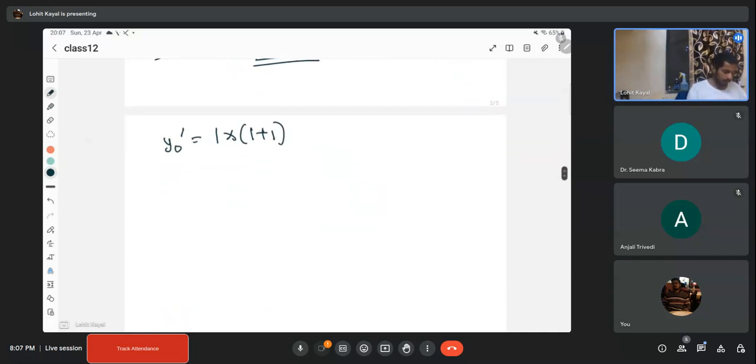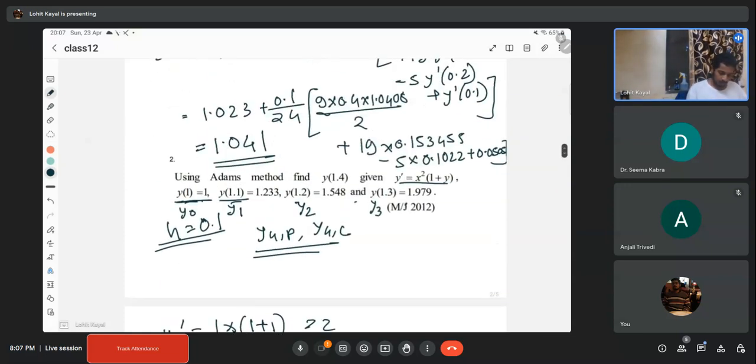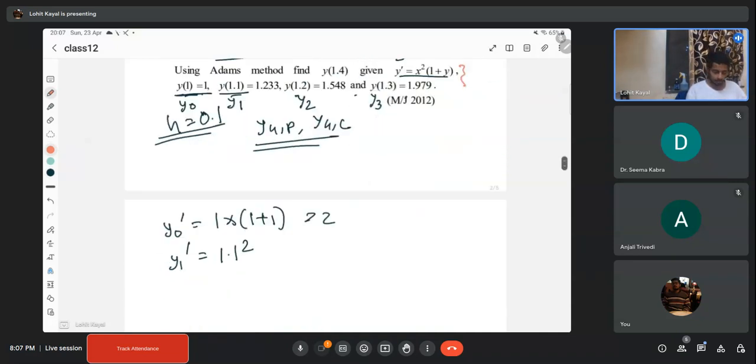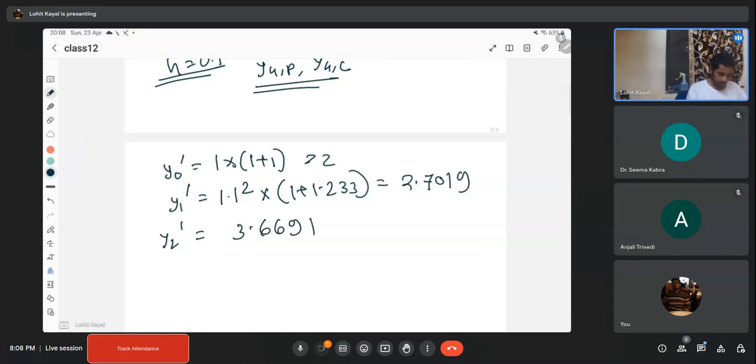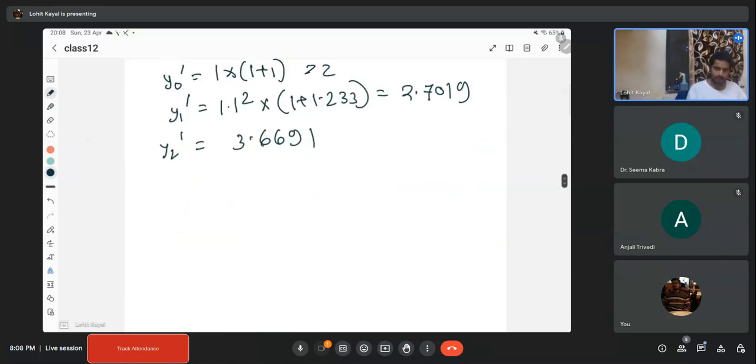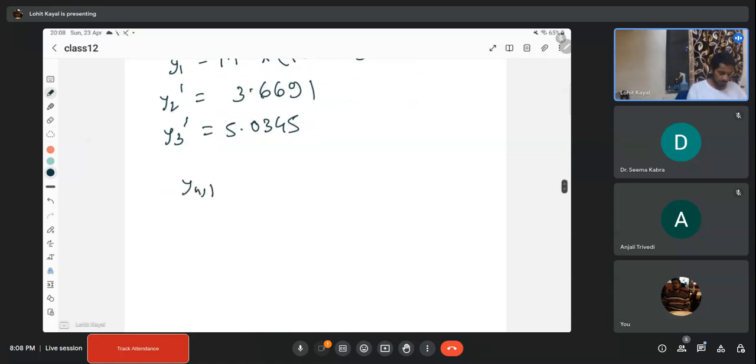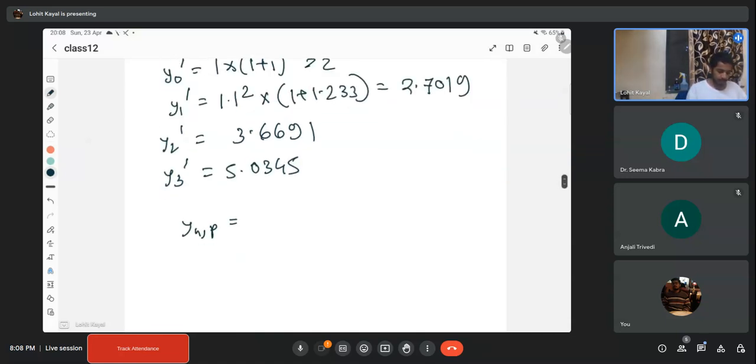Okay, the y0 prime equal to 2, y1 prime equal to 1.1 square. Remember the function is y prime equal to x square into 1 plus y, 0.1 square into 1 plus 1.233 will give you 2.7019. Similarly, we will get y2 prime, which is 3.6691. The problem is exactly same, so I am not doing the entire calculation. And y3 prime will be 5.0345.